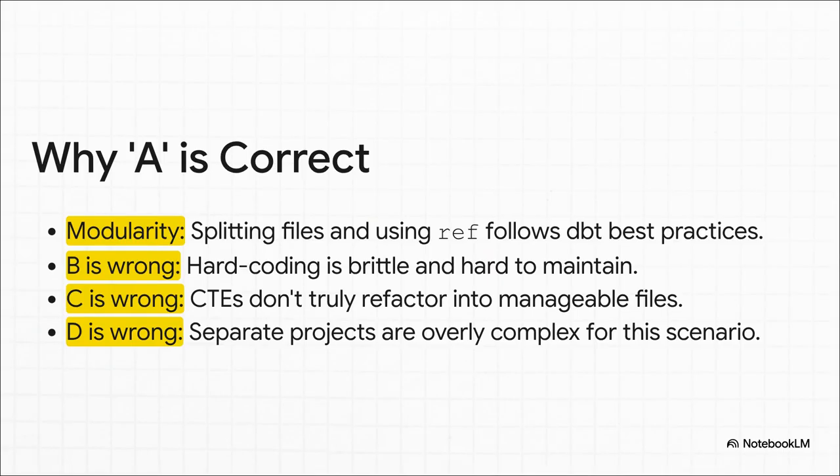It's what lets DBT build its lineage graph and understand all the dependencies. If you go with option B and hard-code table names, you throw all of that power right out the window. CTEs, option C, might make your code look a little cleaner, but you still have one giant file. And separate projects? That's just bringing a bazooka to a knife fight. Way too much complexity for this problem. A is the clear winner.